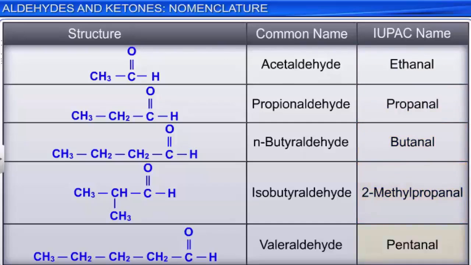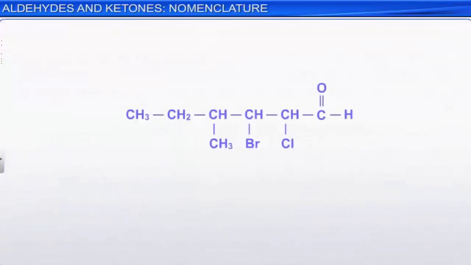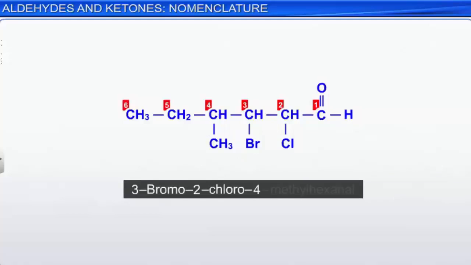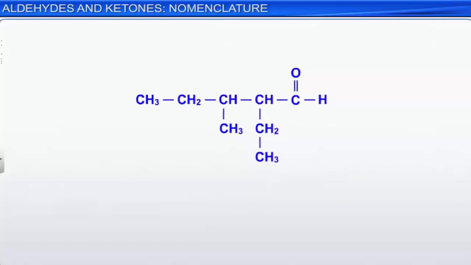The substituents in the aldehydes are prefixed in alphabetical order along with numerals indicating their positions in the carbon chains. Thus, the IUPAC name of the given compound can be written as 3-bromo-2-chloro-4-methylhexanal. In case of aldehydes, the longest carbon chain is numbered starting from the carbon of the aldehyde group. Thus, the given compound is named 2-ethyl-3-methylpentanal.